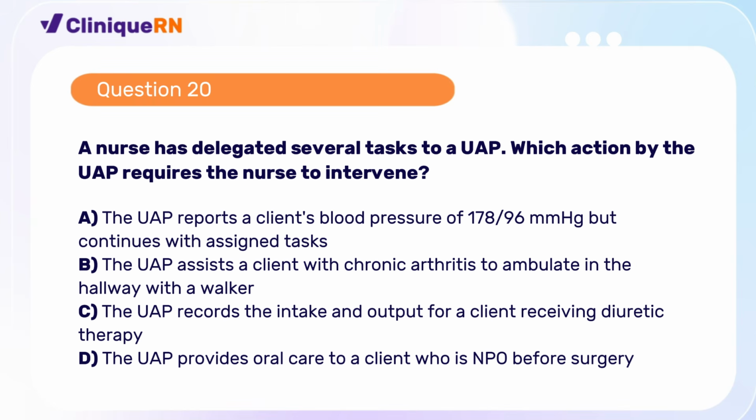A. The UAP reports a client's blood pressure of 178/96 millimeters of mercury but continues with assigned tasks. B. The UAP assists a client with chronic arthritis to ambulate in the hallway with a walker. C. The UAP records the intake and output for a client receiving diuretic therapy. D. The UAP provides oral care to a client who is NPO before surgery.